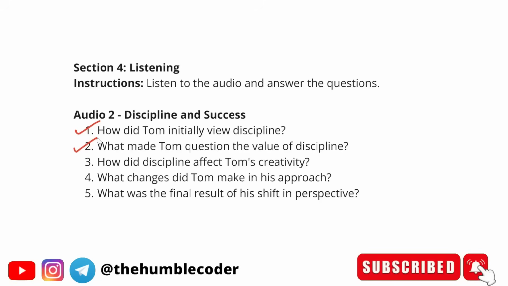Okay. Let's see the third question that we have. How did discipline affect Tom's creativity? The correct answer will be, discipline affected Tom's creativity by limiting his ability to explore new ideas. Let's see the next question that we have here. What changes did Tom make in his approach? The correct answer will be, he adopted a more flexible approach, allowing space for innovation.